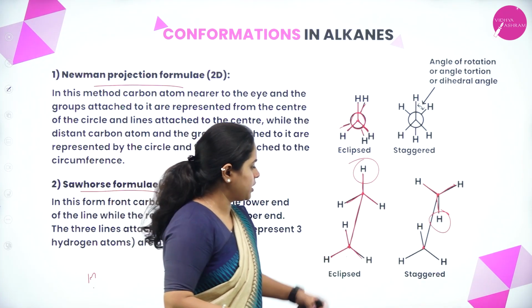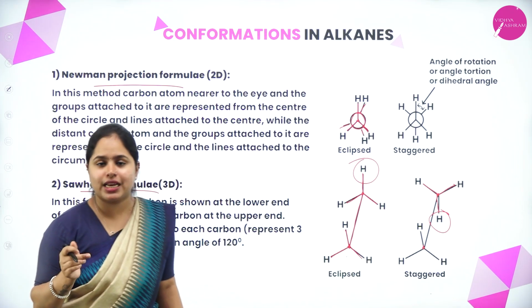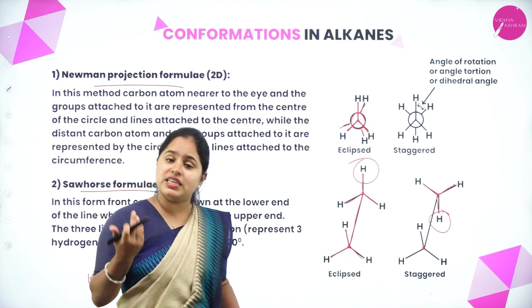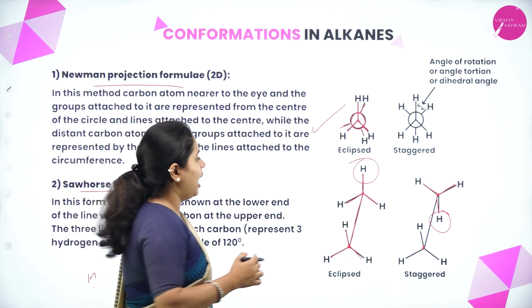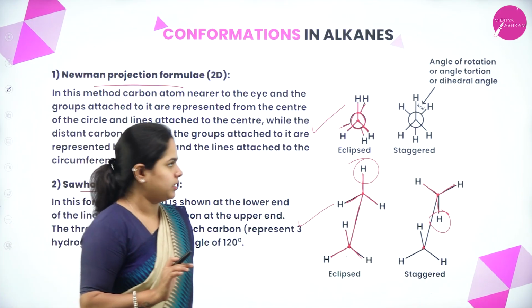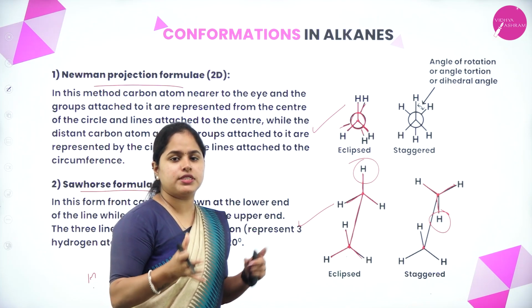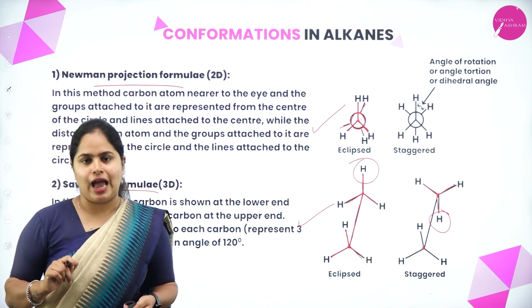So this is the eclipsed conformation and this is the staggered. What you have to understand is that there are 2 conformations, eclipsed and staggered, and there are 2 ways in which you can represent them. One is the Newman projection and the other one is the Sawhorse formula. So these 2 you can represent. I hope how you have to represent eclipsed and staggered is clear, right? So these are the conformations in alkanes.